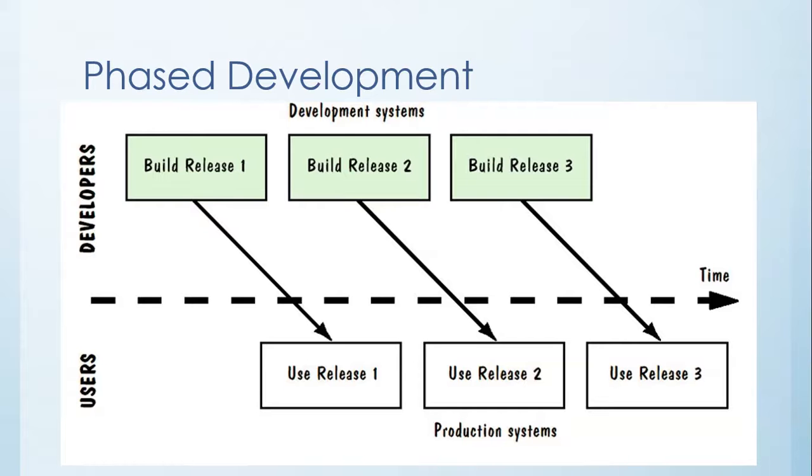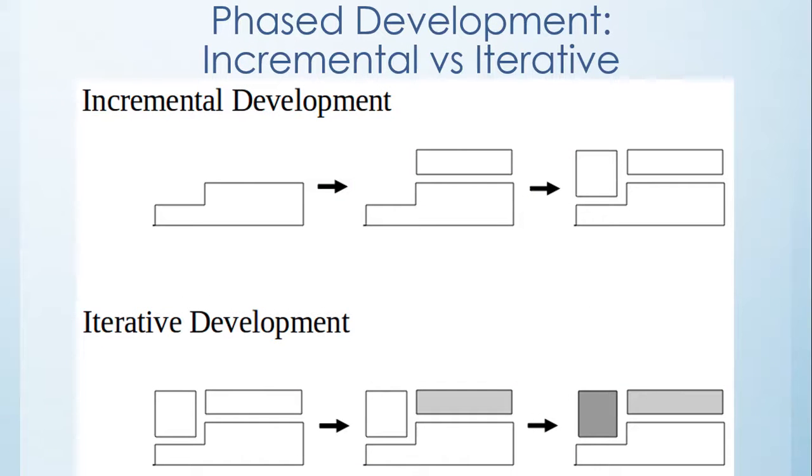So you also have to remember that while I'm going to talk about a lot of incremental development models in this particular video, things such as prototyping, which we've covered before, actually is a type of phase development. Now, in phase development, you have two main types. You have incremental development and iterative development.